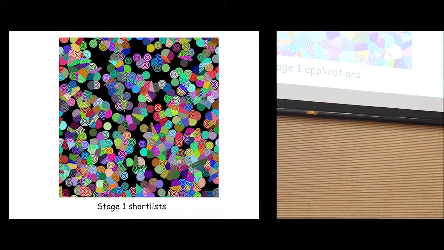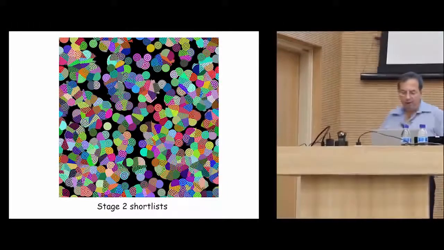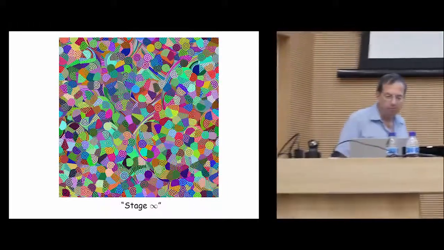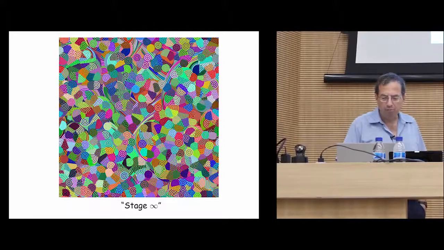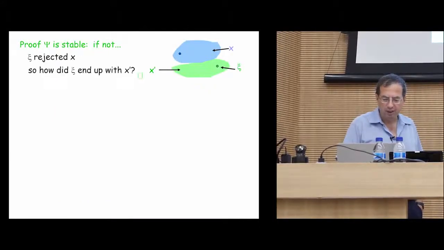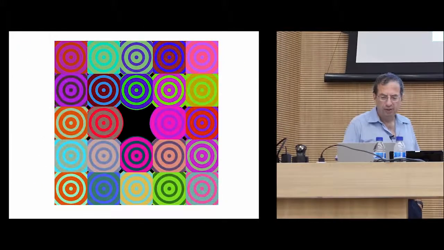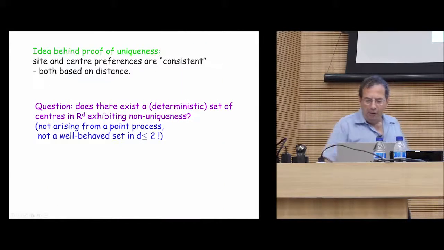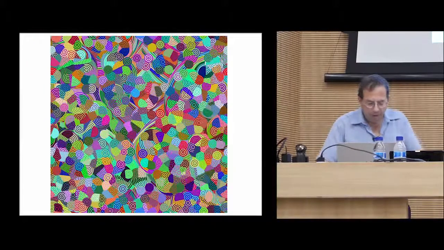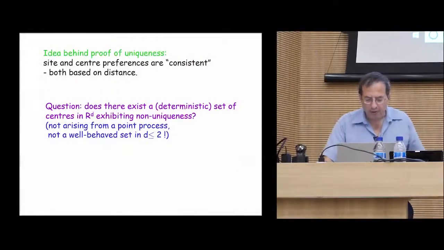And by iterating the steps of the Gale-Shapley algorithm, you can converge to the same picture that I showed you in the beginning, in the limit. Okay, let me stop with this example.